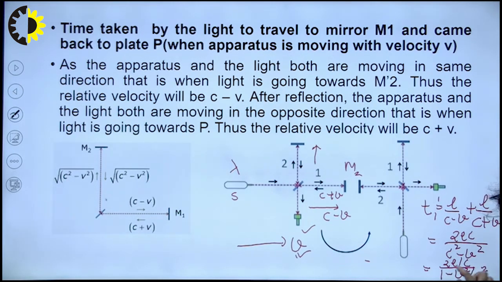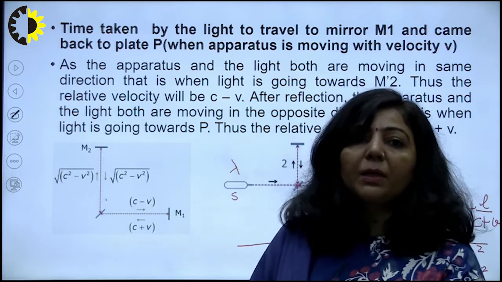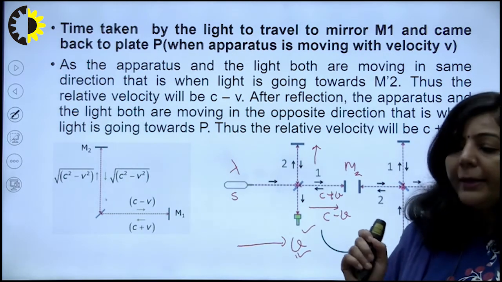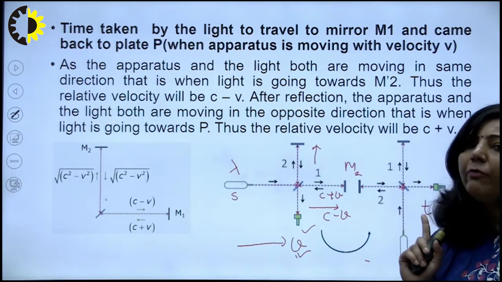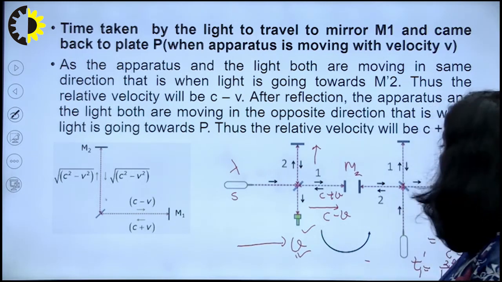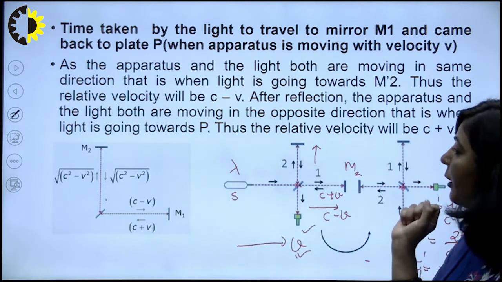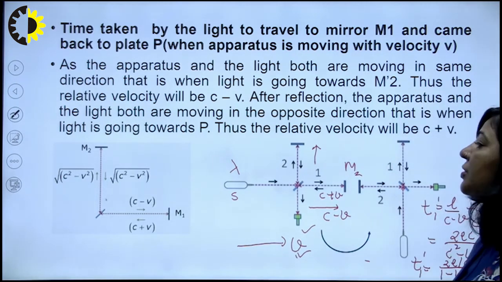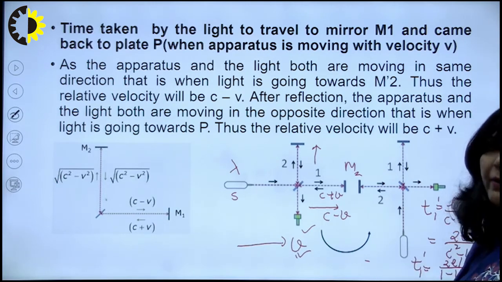What was the time taken when the apparatus was at rest? In case number 1, when the apparatus was at rest, the time taken was simply 2L by c. But now the time is different. It is 2L by c upon 1 minus v squared upon c squared. And why are you getting that change? You are getting that change because of the speed of this apparatus with respect to an observer sitting in the ether frame. So your T1 dash is equal to this. So this is for the transmitted ray.